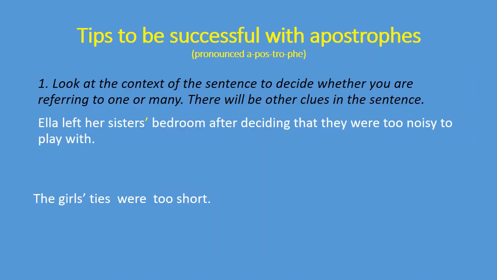So tips to be successful with apostrophes. If you have a look at the context of the sentence to help you decide whether you're referring to one or many, then it'll be easier for you to spot. So there will be other clues in the sentence to help you. If not in the sentence and you're reading a story, then you have to look at the context of the story.